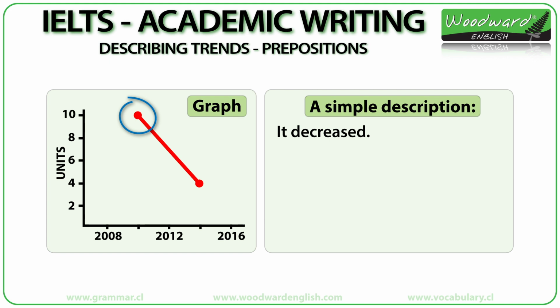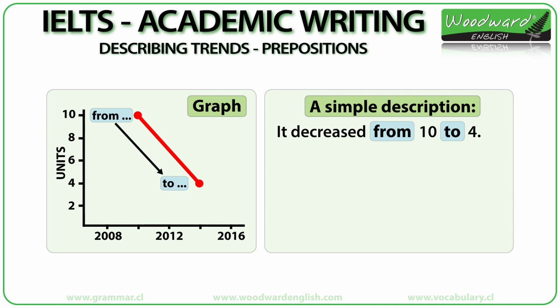What is the starting point? 10 units. What is the end point? 4 units. So we could say it decreased from 10 to 4 units. From is used with a starting point, in this case 10. To is used with the end point, in this case 4. It decreased from 10 to 4 units.